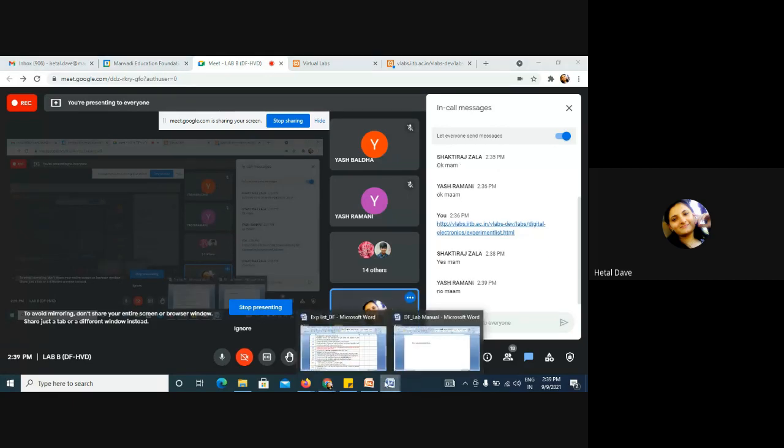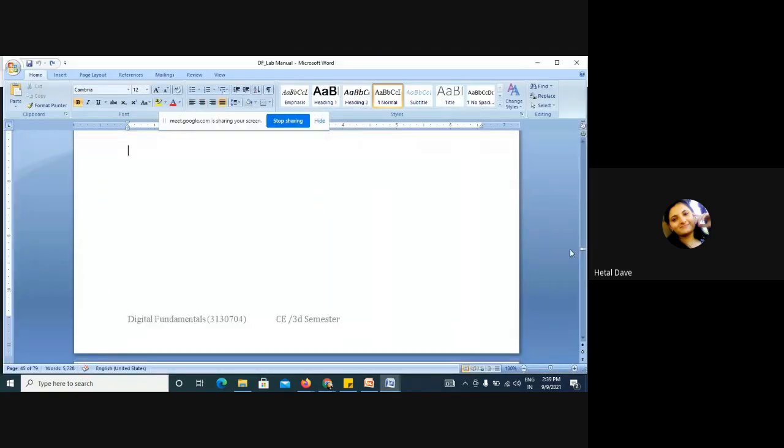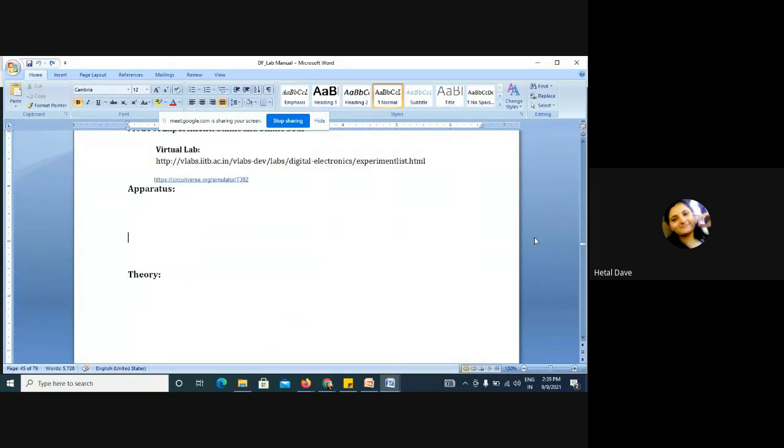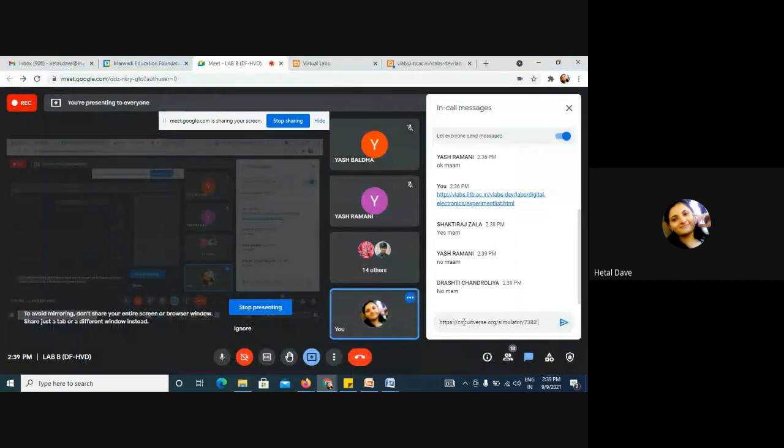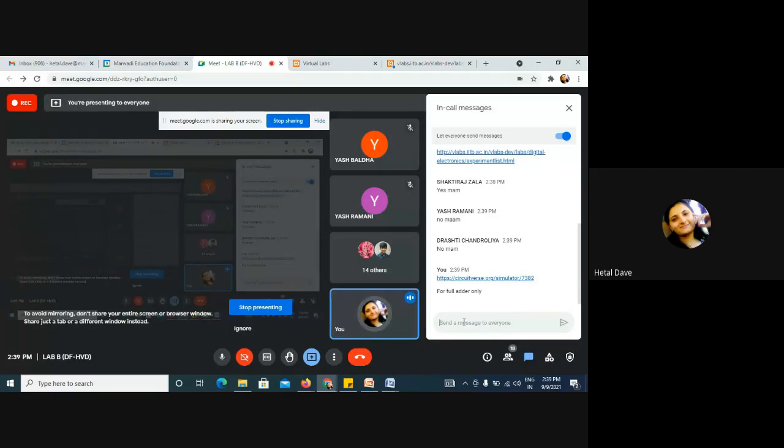Sometimes the full adder in the virtual lab gives an error. So I am going to paste one more link for the full adder only. Use these two links. Half adder pre-lab and post-lab lecture and post-lab MCQ will be covered from the virtual lab, and the full adder will be covered with the circuitverse.org simulator.